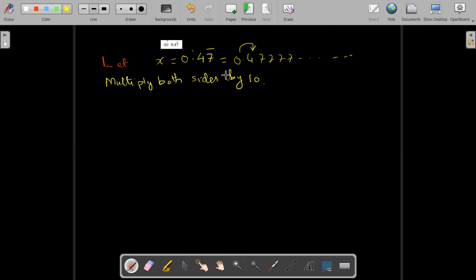Remember this point. Why are we multiplying by 10? Because we need the repeated digits to be just after the decimal place. There should be no number which is not repeated after the decimal. So multiply both sides by 10. Now 10x, and I'll write it directly.